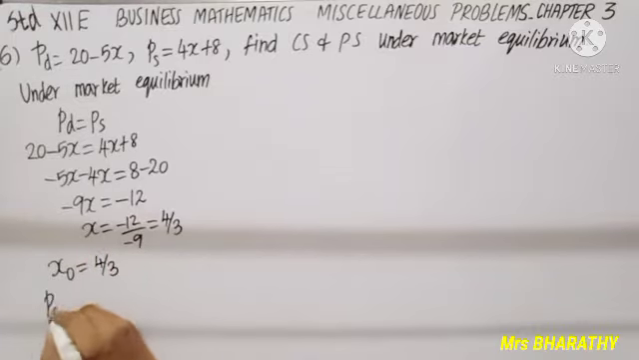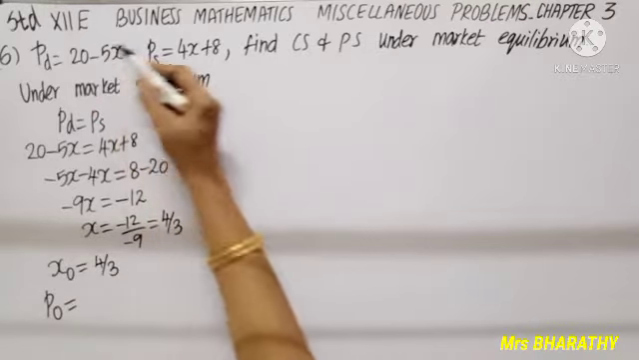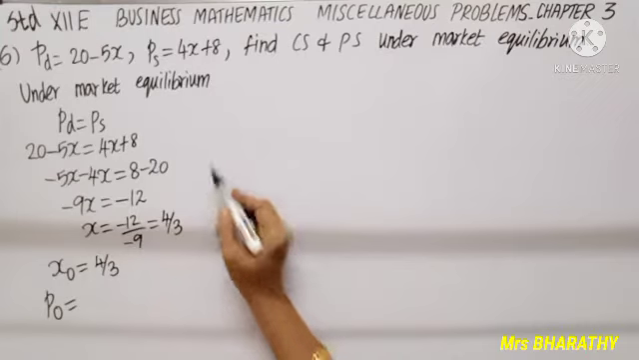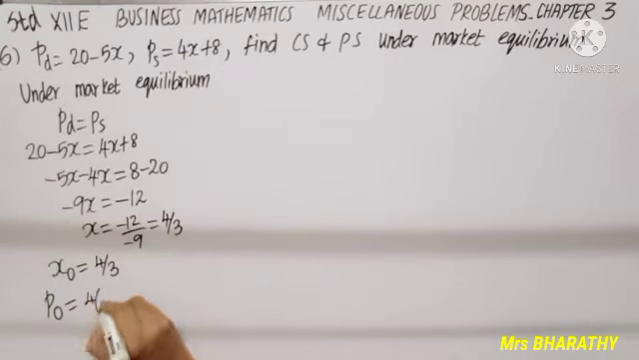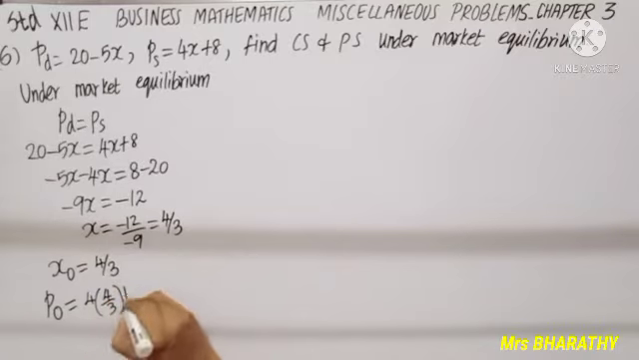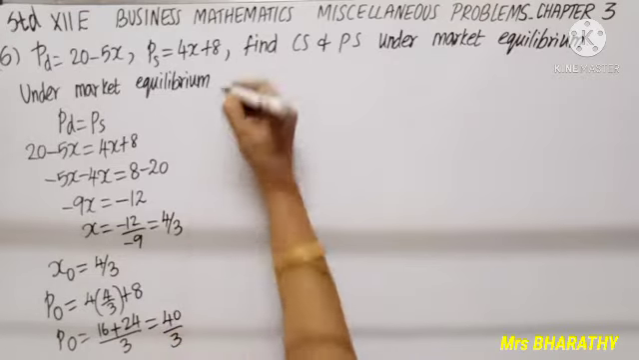So what is P naught? I can substitute 4 by 3 either in PD or in PS. Let us take the easy one, that is 4x plus 8. 4 into 4 by 3 plus 8. As I simplify, it is 16 plus 24 by 3, or 40 divided by 3.